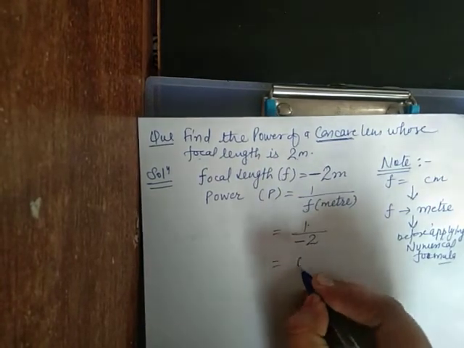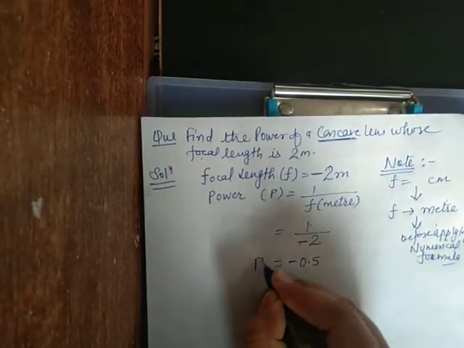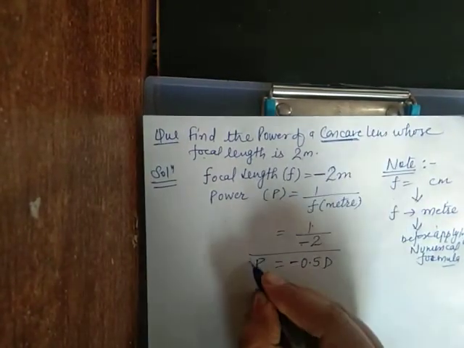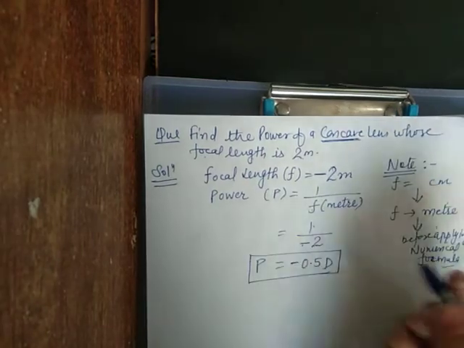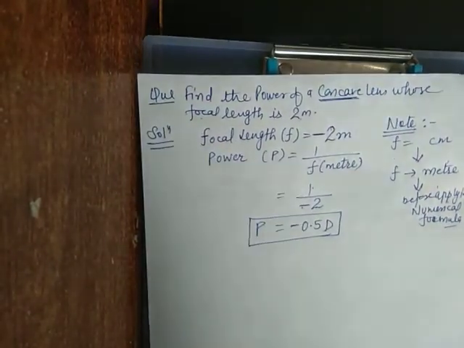1 by 2, that is 0.5, minus 0.5, it is power, and the unit of power is diopter. So the power of the concave lens is minus 0.5 diopter.